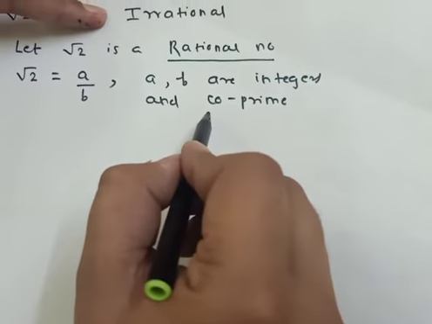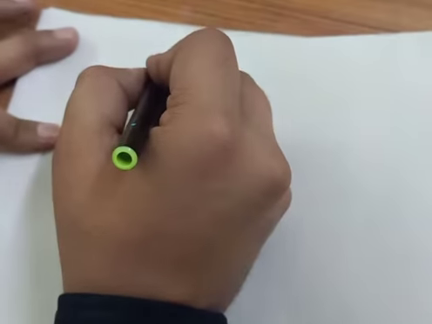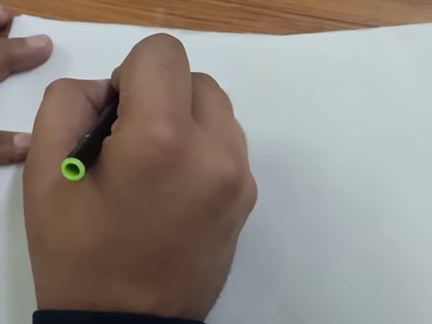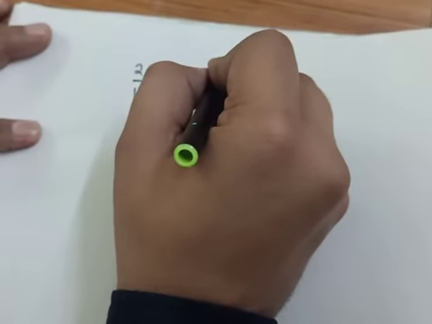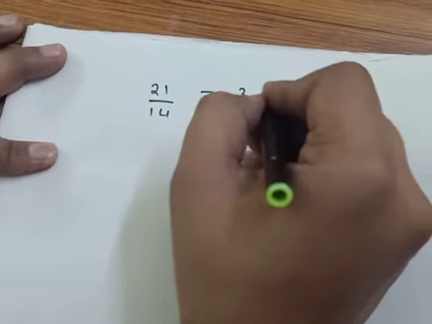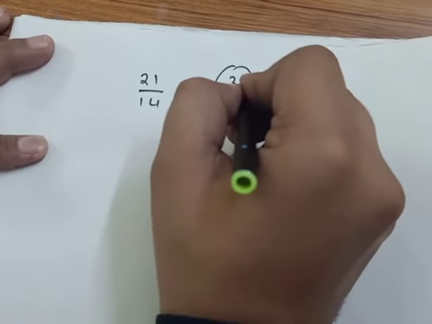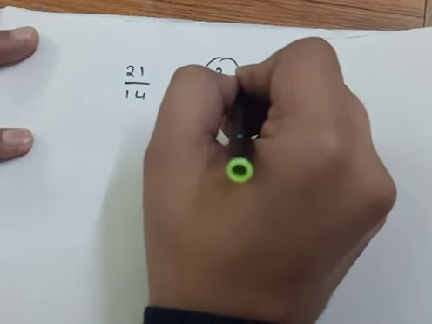Let us discuss what co-prime numbers are. Co-prime numbers are those numbers which have a factor only of 1. Let us take an example, 21 upon 14. Are these co-prime numbers? No, because they are divided by 7: 7 threes are 21, 7 twos are 14. Now these numbers are co-prime because they are not divided by any number apart from 1.